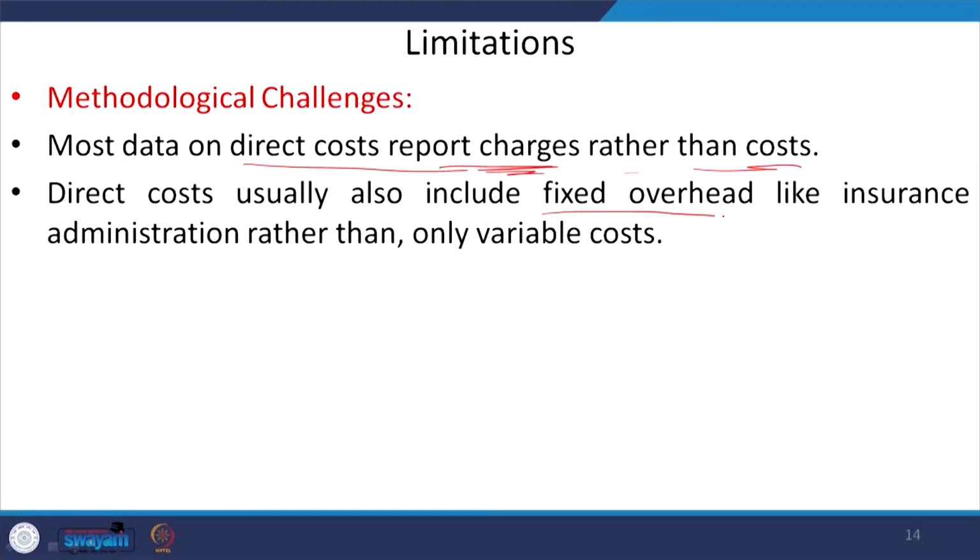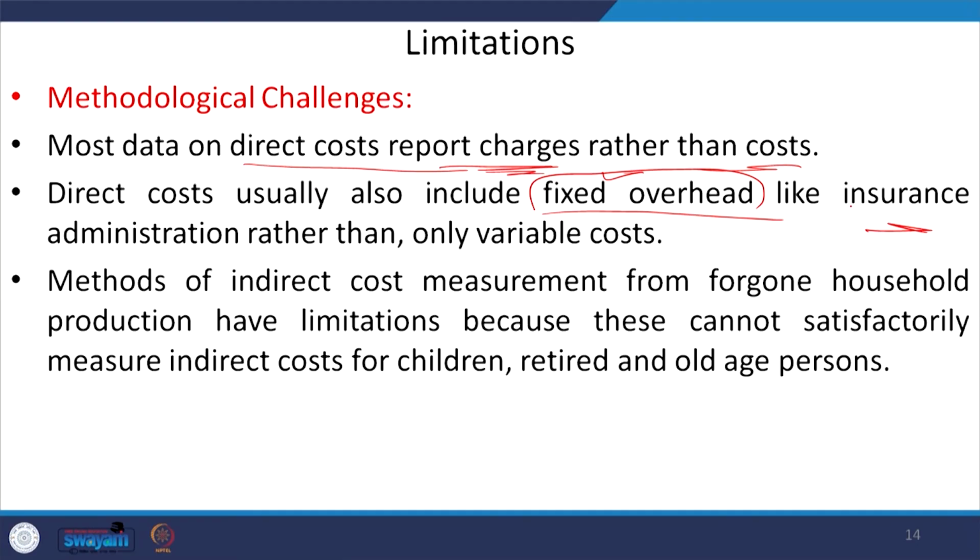The second one is that direct cost also includes fixed overhead, like insurance administration, rather than only variable costs. And why is this a problem? Because fixed overhead costs are likely to be fixed regardless of the kind of illness you are having. And moreover, the method of indirect cost measurement is largely based on foregone household production, which has limitations because it cannot satisfactorily measure the indirect costs.